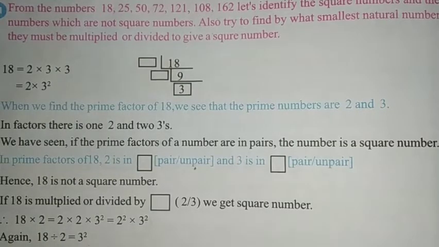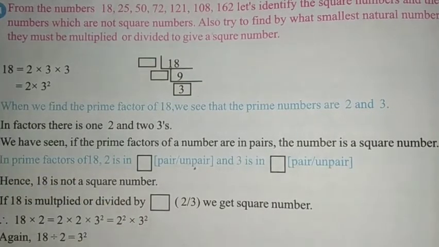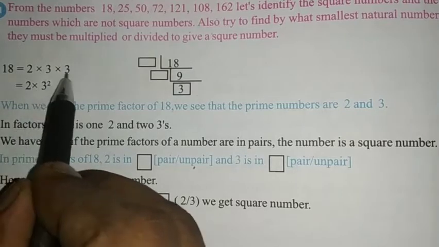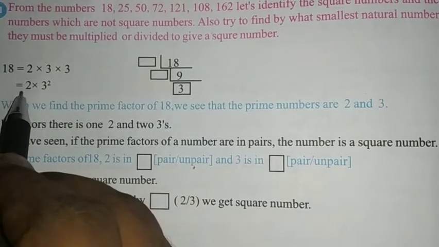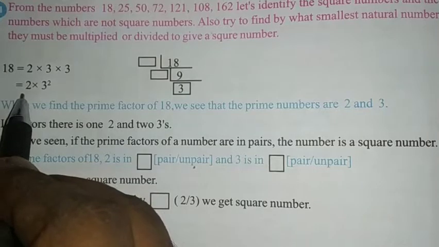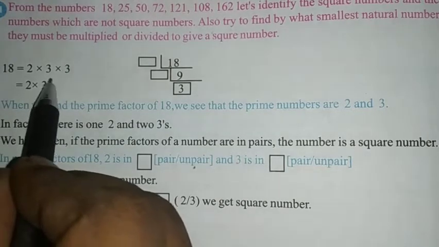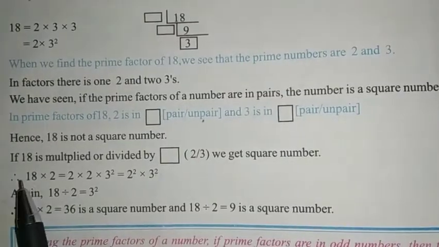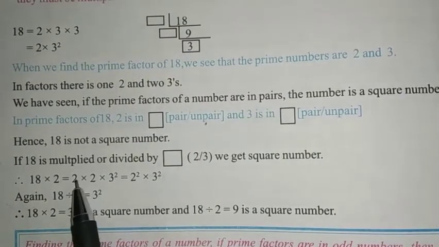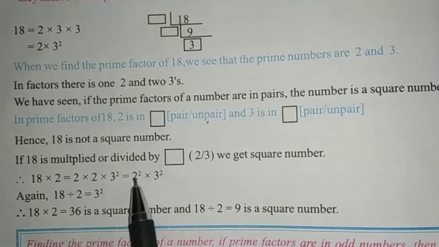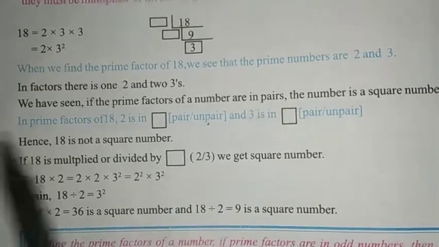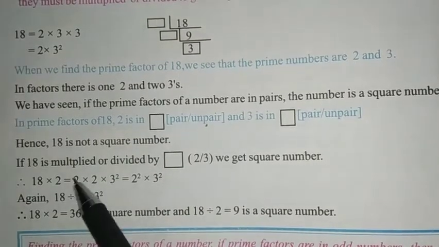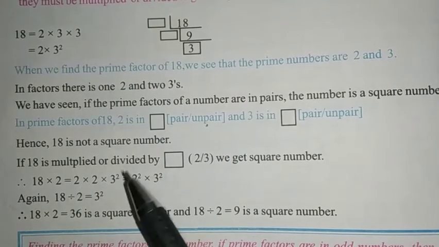Now, remember, whenever we find the square root of any number, all the numbers must be in square format, right? That means they must be in pairs. Now, here this 2 doesn't have any pair. If I multiply the total number with a 2, then it will be a 2 square. That means in the case of multiplication, if I multiply it with 2, then one 2 will come extra, and we can write it like 2 square into 3 square. That means if 18 is multiplied by 2, then the number will be a square number.